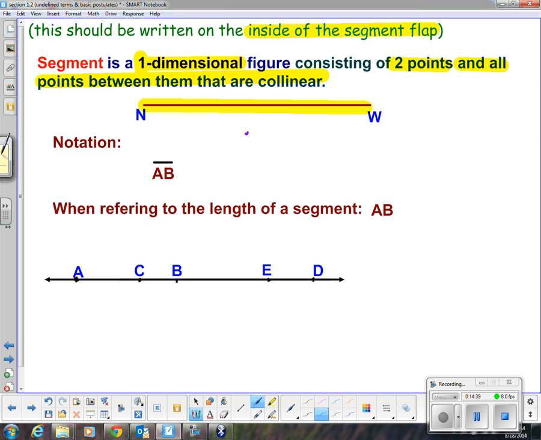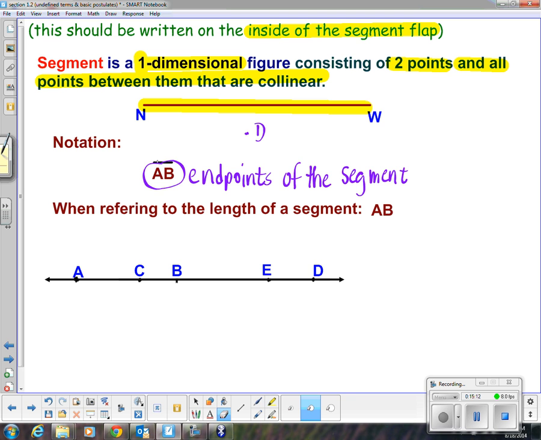So if I have a point here, this point D is not included in my segment NW because D does not lie on a line that connects N and W. All right, when we talk about a segment, the notation, we take 2 points. Actually, the letters here must be the end points of the segment. You can't use something inside it. It has to be the end points of the segment. And then on top of these endpoints, notice what we put. We put this segment bar.